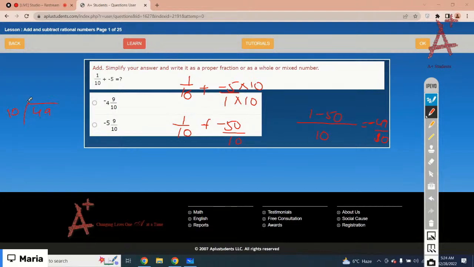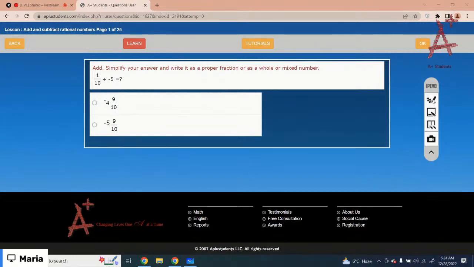So just divide 49 over 10. 10 times 4 is 40. So it would be negative 4 whole, this is the whole number, and 9 over 10. That would be the correct option. Got it? Just select the correct option, the first option is the correct one. Then click on the OK button.